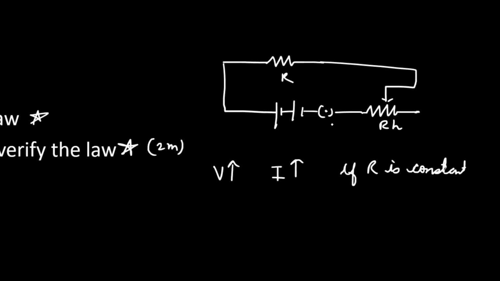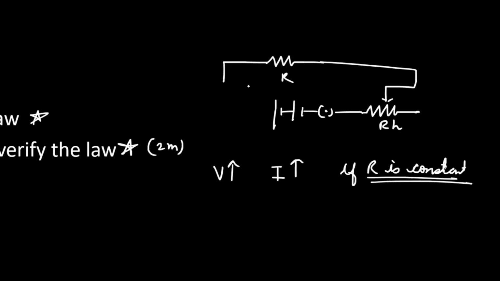But how will I know? I need to measure that. But won't the rheostat also change the resistance? Exactly. So this is a power source. If you change the resistance, then the voltage will change. But when they say resistance is constant, we are talking about this resistance.